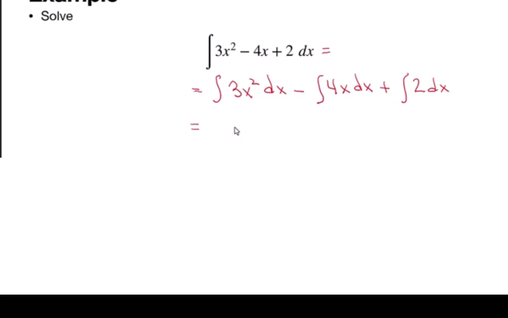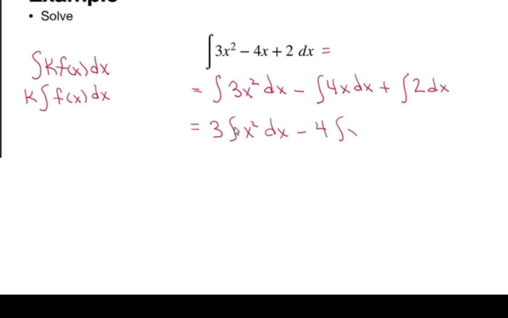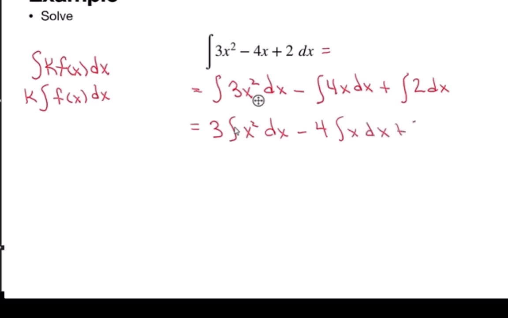If I integrate, I'm going to use two separate rules. I'm going to use one rule that we saw that said k times a function inside the integral is the same as k times the integral of the function. This is equal to 3 times the integral of x squared dx minus 4 times the integral of x dx plus 2 times the integral of dx.